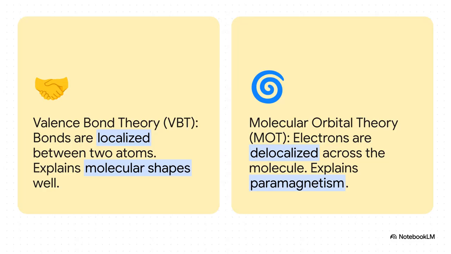For instance, Bent's rule is part of what we call valence bond theory, which thinks of electrons as being stuck in a bond between two atoms. But there's a whole other way to look at it, called molecular orbital theory, which sees electrons as being spread out over the entire molecule. That theory is way better at explaining weird things, like why liquid oxygen is magnetic. So you see, different tools, different jobs.